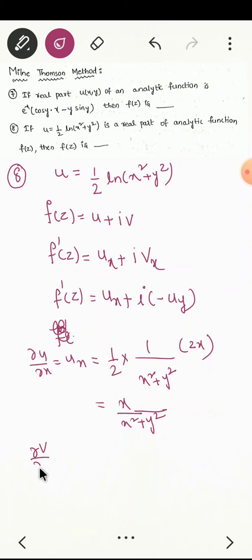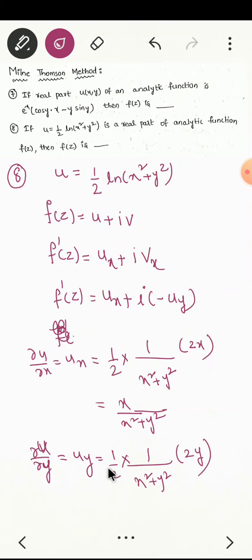Then dou u by dou y, that is uy. Half will be there and ln of x will be 1 by x square plus y square. Again do with respect to y, 2y. So the entire thing will get cancelled and I will get y by x square plus y square. If you want, you can apply limits here only. If not, you can apply after substitution.